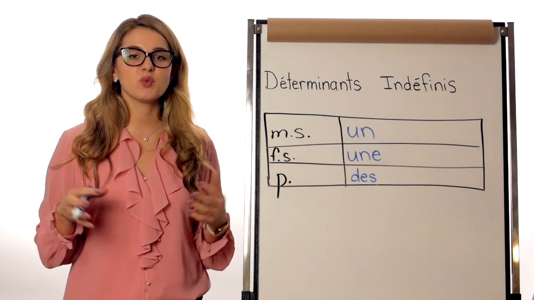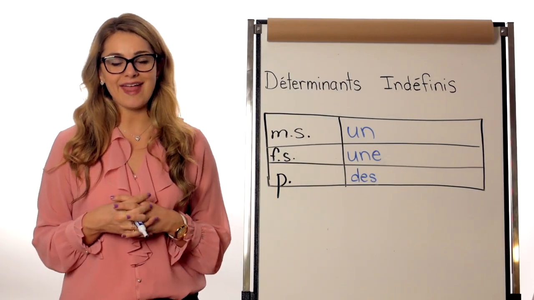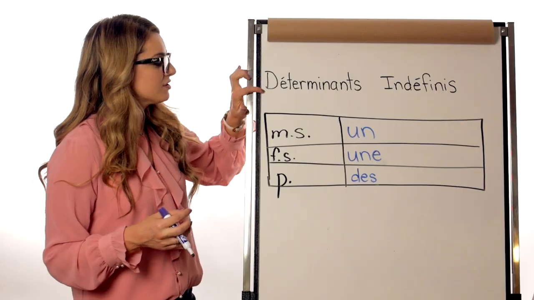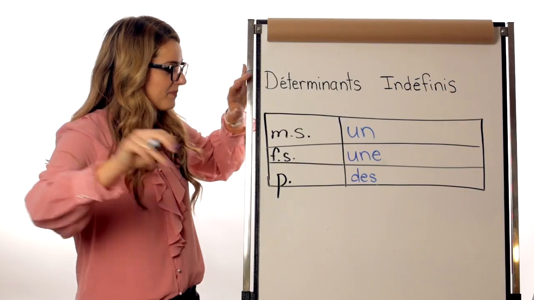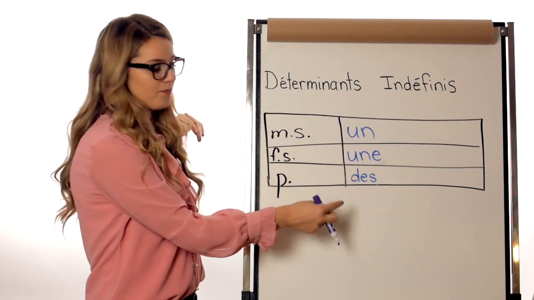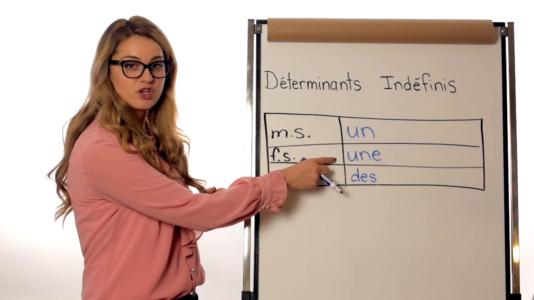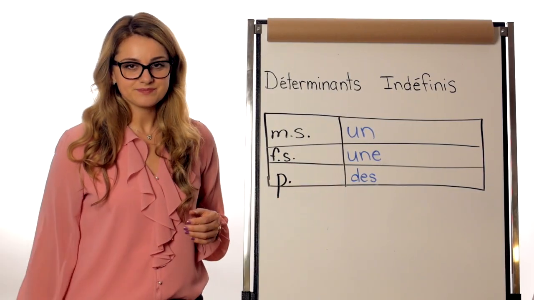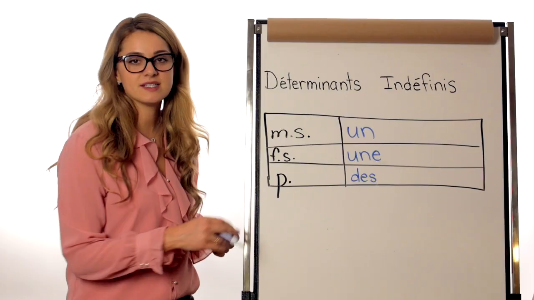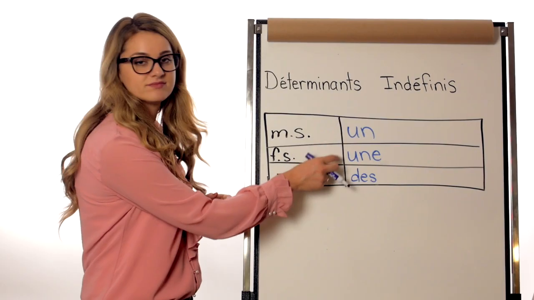Okay, so now let's work on les déterminants indéfinis. So there are only three, okay? Un, une, and des. Un, une, des. So all this means is a.